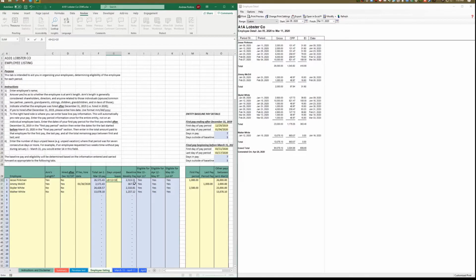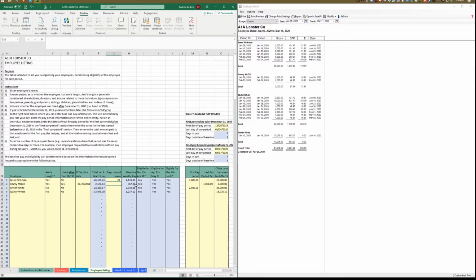So before I hit enter, we can see the change of the calculation. Before, his weekly baseline pay is $2,500. But when we factor in those 29 days unpaid, it's increased his baseline remuneration to $4,133 per week. So significant difference there.